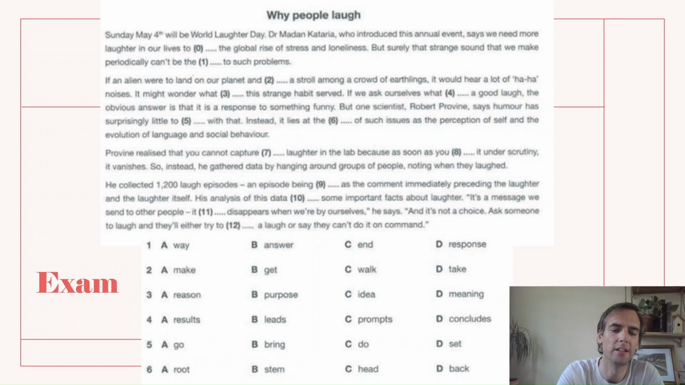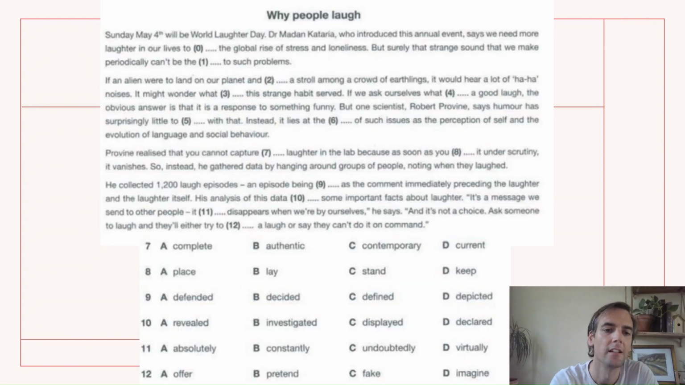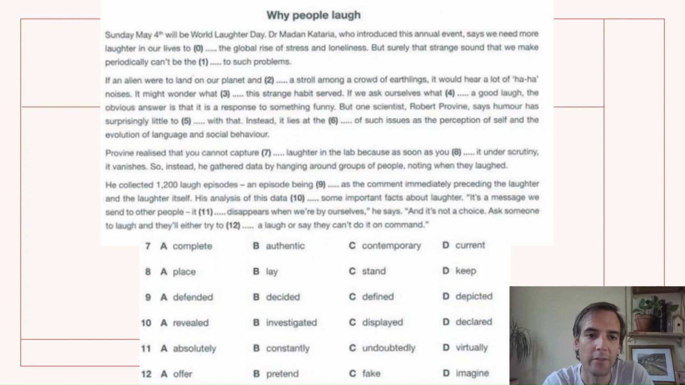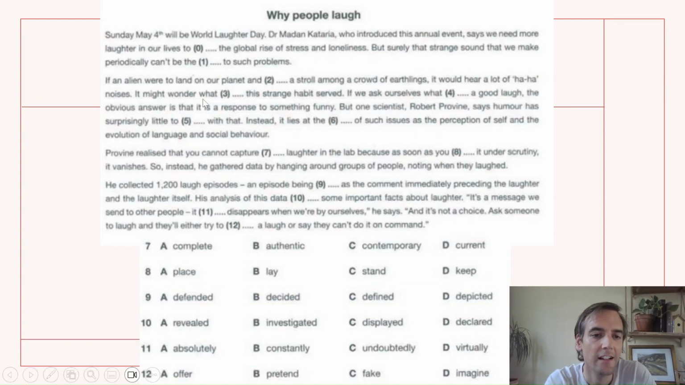And number 6, that one was a bit more of a complex understanding one. It's the root of the problem, meaning it's the fundamental heart, the center of the problem. For the rest of these, you cannot capture laughter in the lab. Well, if you can't capture it in the lab, that's going to be authentic, because they're talking about real laughter, not in the lab. Because you place something under scrutiny, like put something under scrutiny, place something under scrutiny. It's the expression, that's the meaning. I keep doing that. Old habits.